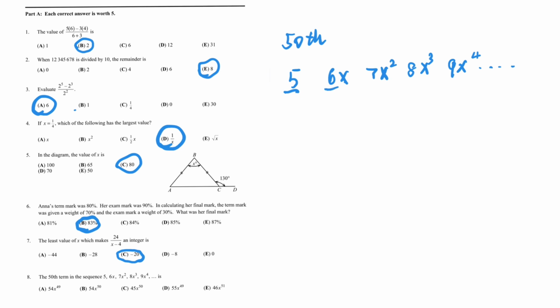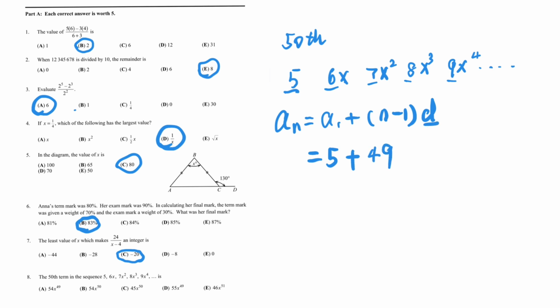For the coefficient, we can separate. The coefficient is the consecutive numbers, starting from the 5 till the 50th term. The general term of an arithmetic sequence is a1 plus n minus 1 times the common difference. So a1 is 5, n minus 1 is 49. The common difference is the difference between two adjacent numbers, which here is 1. 5 plus 1 equals 6, 6 plus 1 equals 7. So times 1, that means the an in this problem is 54.